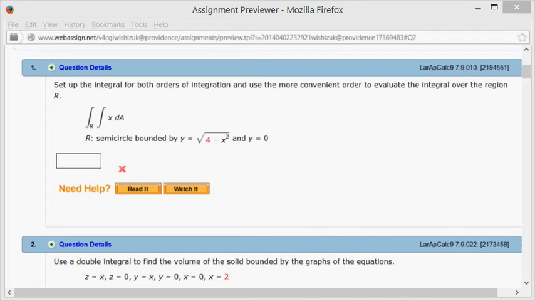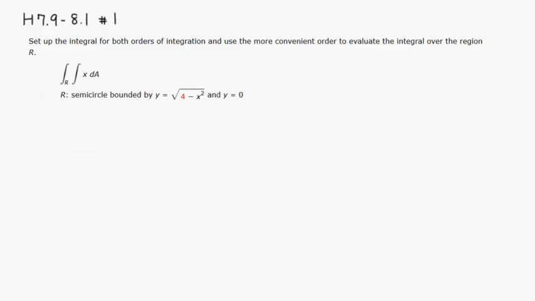Alright, let's look at the homework 7.9-8.1, problem number 1. We want to evaluate this double integral over the semicircle bounded by y equals square root of 4 minus x squared and y equals 0, which is the x-axis. Alright, so let's do that.